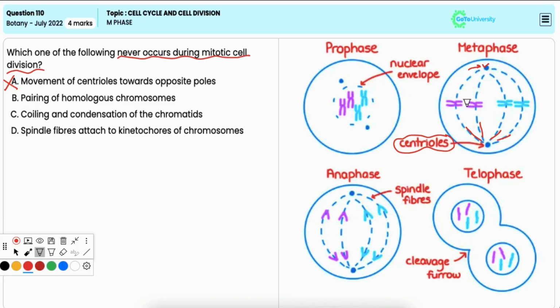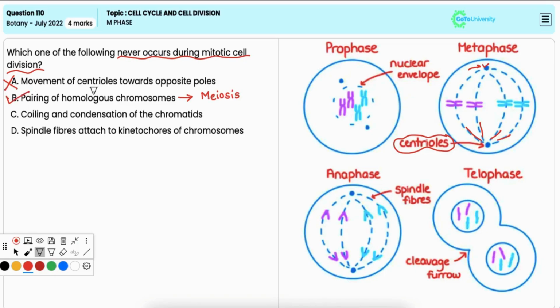poles. Option B, pairing of homologous chromosomes. Now, this does not occur during mitosis. Pairing of homologous chromosomes is a feature of prophase I of meiosis. Option B, hence, is the correct answer.